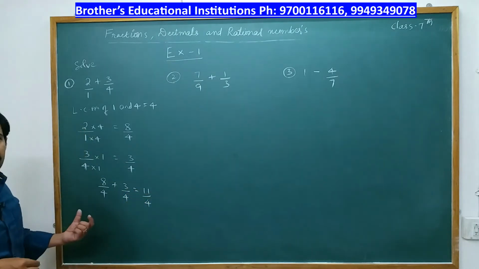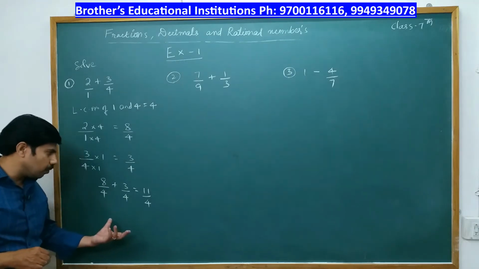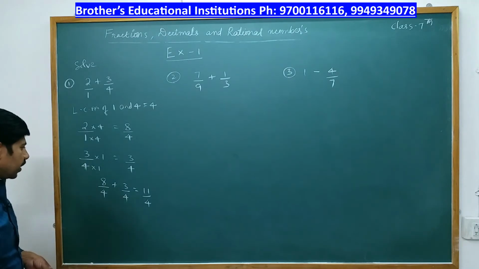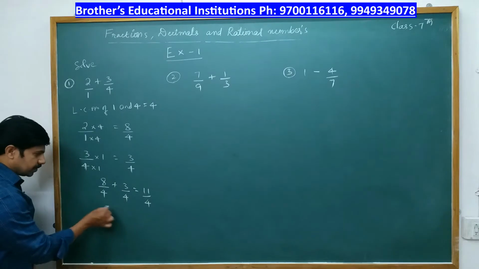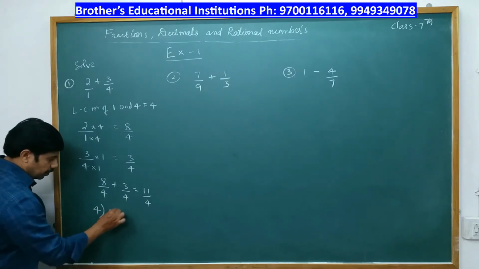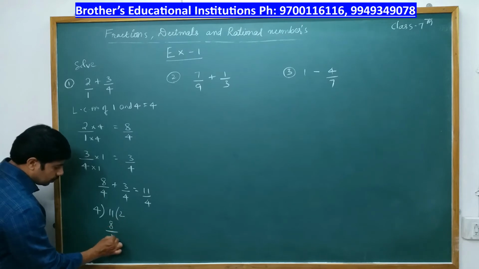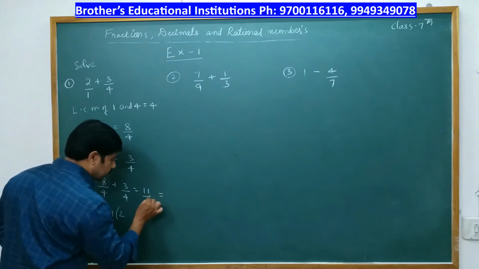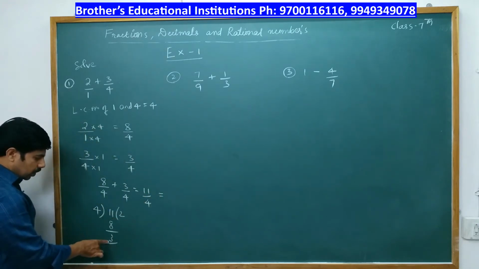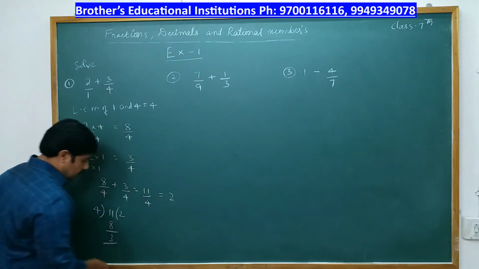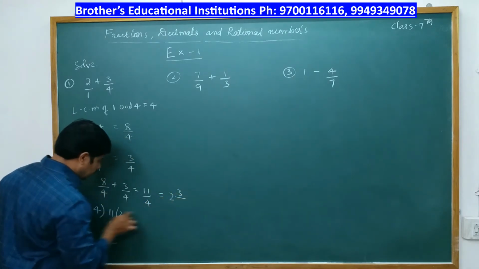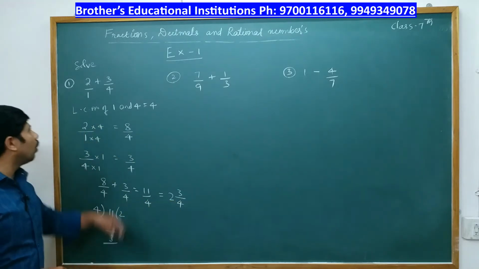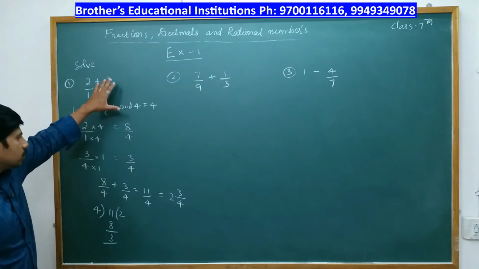So what is the answer we are getting? 11 by 4. So this 11 by 4 we can convert into a mixed fraction. How to convert this? This 11 by 4 we can divide. 4 2s are 8. So the remainder is 3. So the mixed fraction for 11 by 4 is 2 3 by 4. You write first quotient, then remainder, then divisor. It is 2 3 by 4 is the value of this 2 plus 3 by 4. Okay, so this is completed.